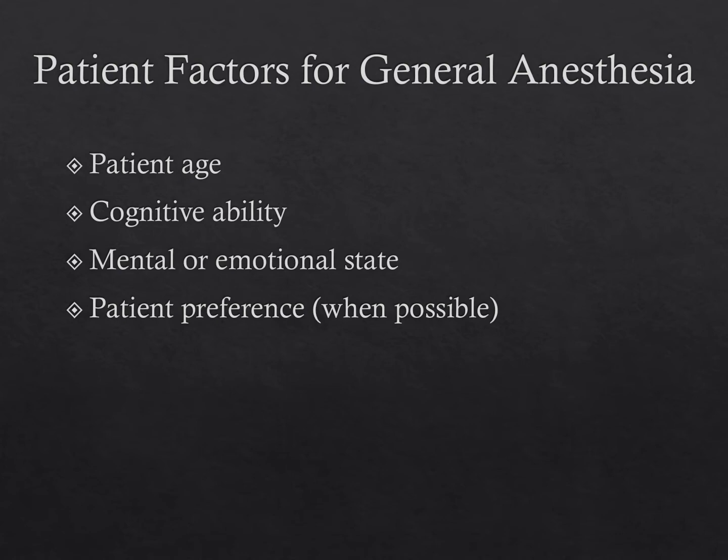And then on the second end of this, the factor that drives the decision of general anesthesia is the patient themselves. So patient age, are they too young to hold still using a regional or local block? Cognitive ability, are they demented? Do they have Alzheimer's? Mental or emotional state, are they too stressed to hold still for a procedure? And then patient preference when possible. So if the patient's going to be really frightened by the idea of a spinal needle and is otherwise in good health, general anesthesia may be more appropriate for them than regional anesthesia.